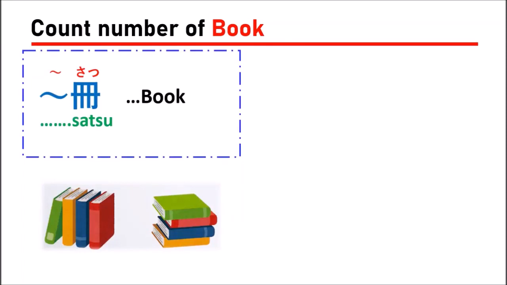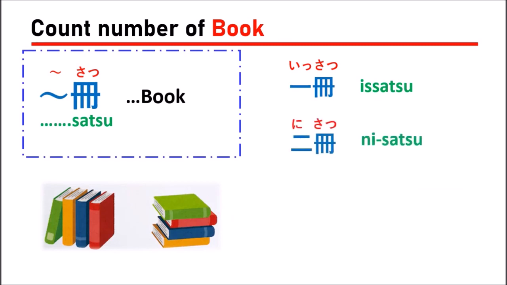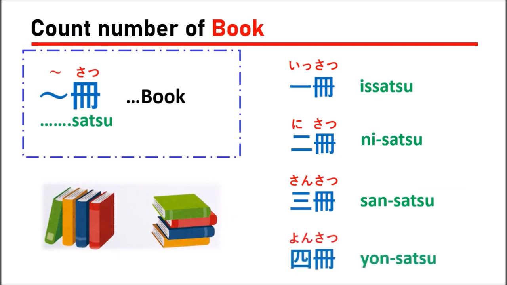They use the unit of Satsu to count books. So let's see some samples. Issatsu, which means one book. Nisatsu, two books. Sansatsu, three books. Yonsatsu, four books. Something like that.